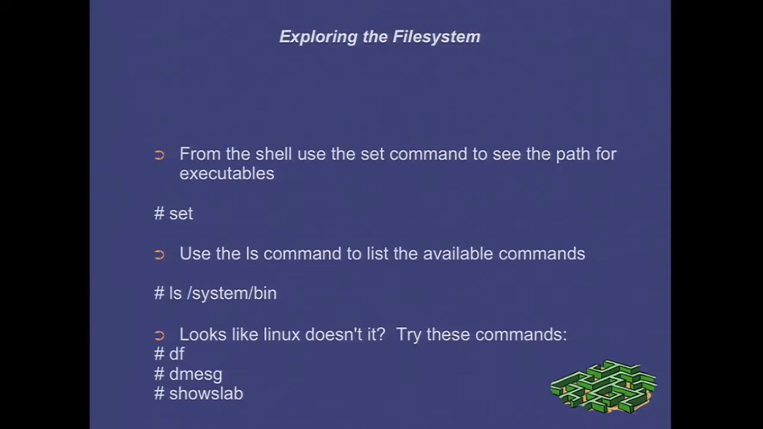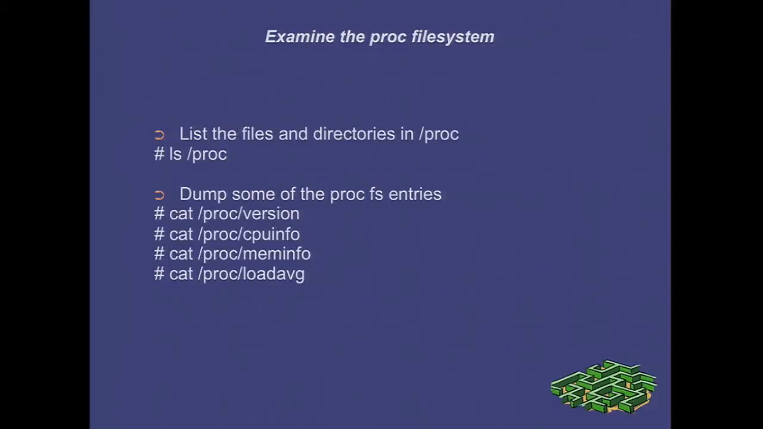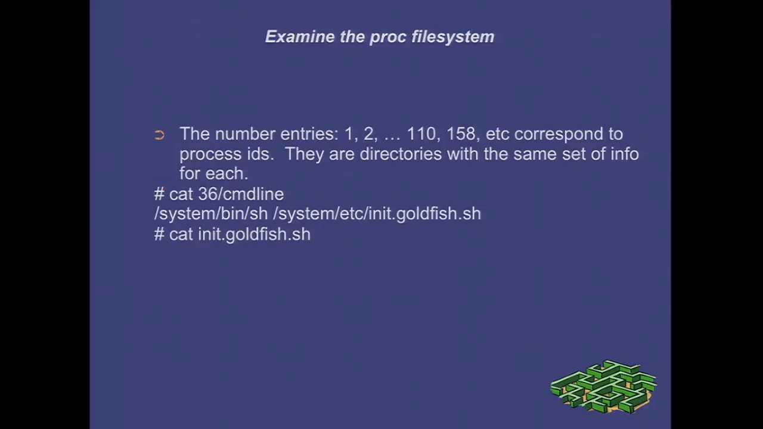Use set to give a list of your path. And in your path, you'll have things like /system/bin. Those directories will show you what commands you have available. Looks like Linux. You can use df, etc. It has a proc file system since it's Linux. You can see the ls is the directory, and within that there are virtual files which allow you to look at version, CPU info, load average. It's a rule of thumb, load average of 1, you're loaded. There are also numbers in there. Those numbers correspond to process IDs. Within those directories is a file, like cmdline, and that shows you how that process was started. So here you could cat that to see this in an init script.